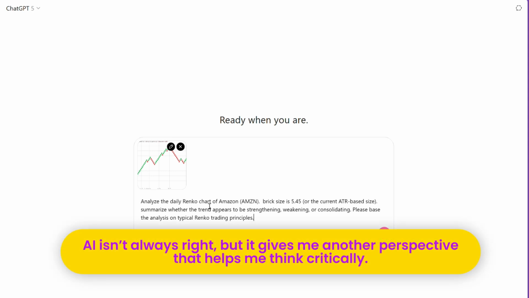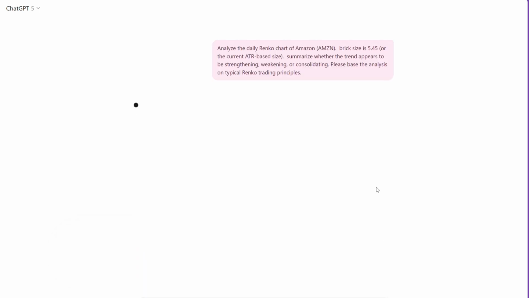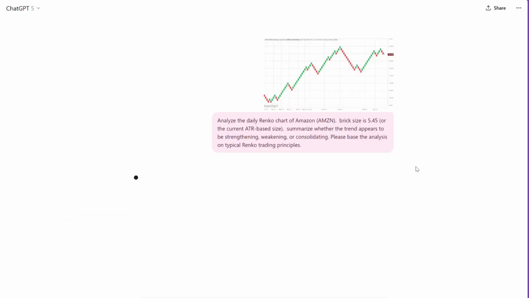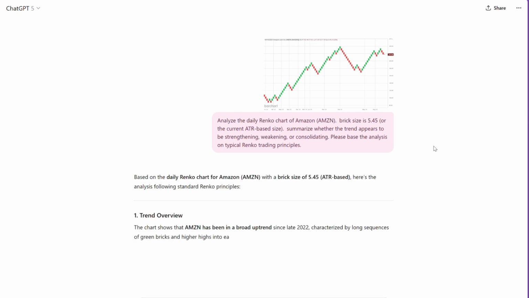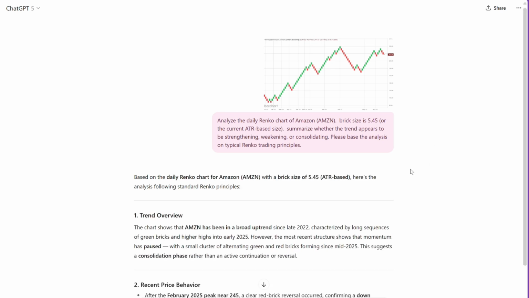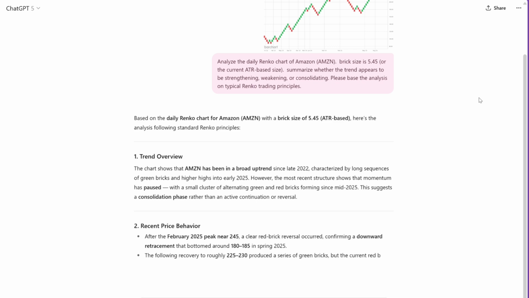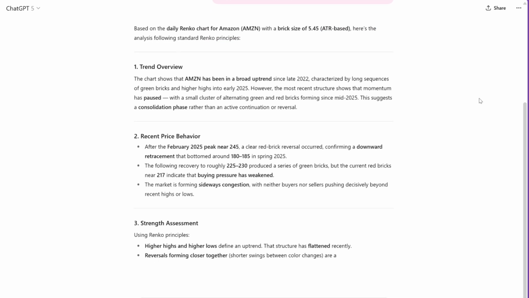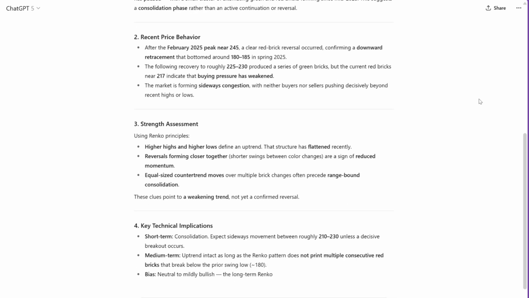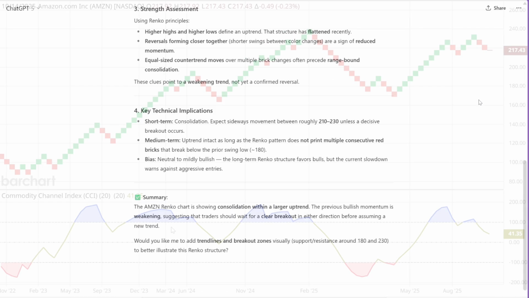After a few seconds, ChatGPT 5 will give me its analysis, often pointing out things that I might have overlooked. Sometimes it confirms my view, other times, it gives me a fresh perspective. Either way, comparing its feedback with my own analysis helps me make more confident decisions when adjusting positions.